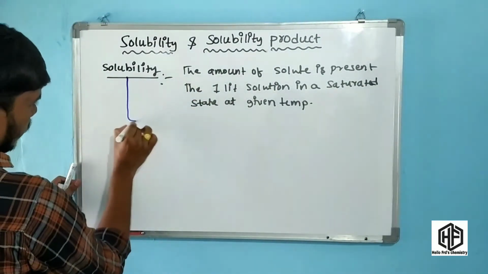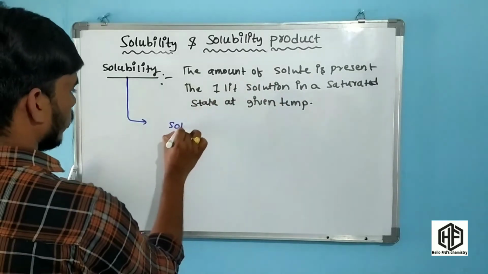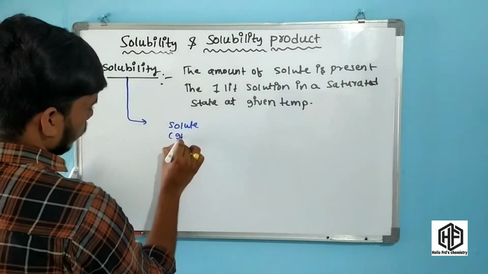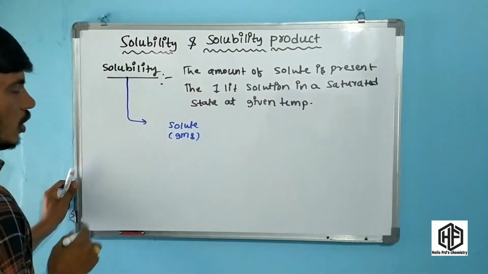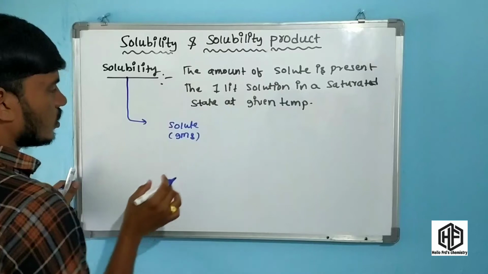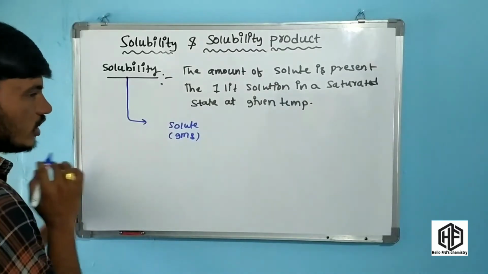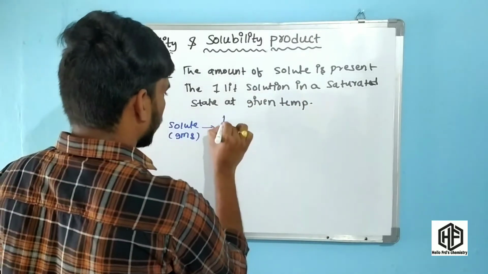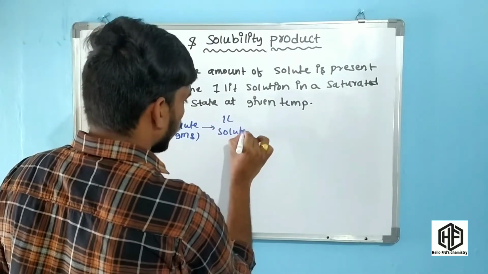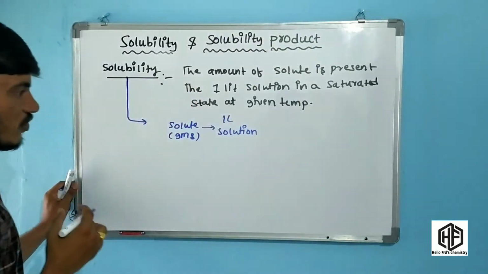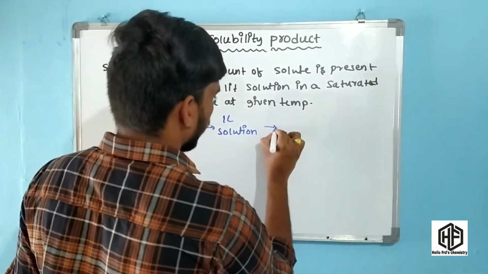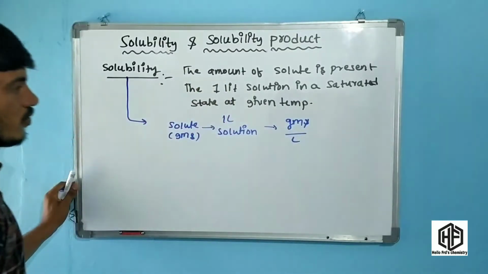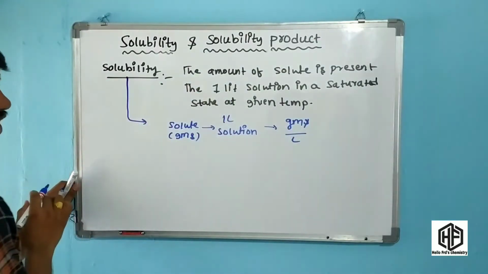Solubility is the amount of solute present in 1 liter of solution. If this solute is in grams, how many grams are present in the 1 liter solution? Now what is the unit, friends? The unit is grams per liter. Grams per liter is the unit of solubility.